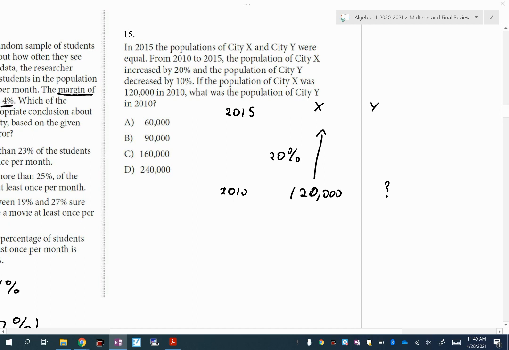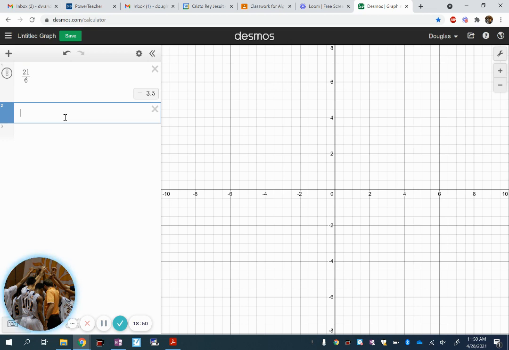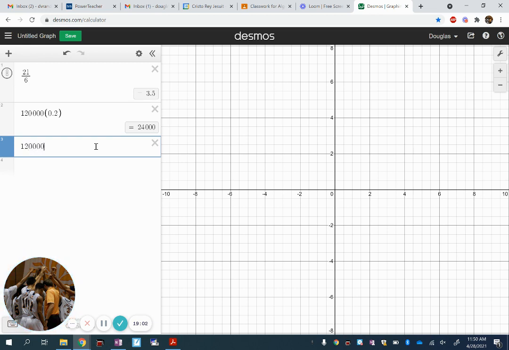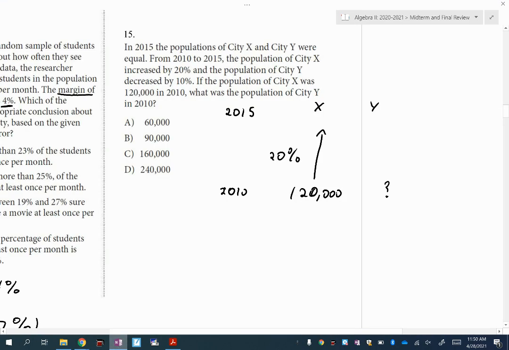Well, 120,000 times 20% is going to give you 24,000. I can calculate that for you with Desmos. What my brain usually does to do this mentally is take 10% of 120,000, which is 12,000, and then you double it. But we don't have to do it mentally. We have a calculator. So 120,000 times 0.2. There you go, 24,000. Now that's not the new population. You have to add that back, plus 24,000. So the new population for city X in 2015 is 144,000.